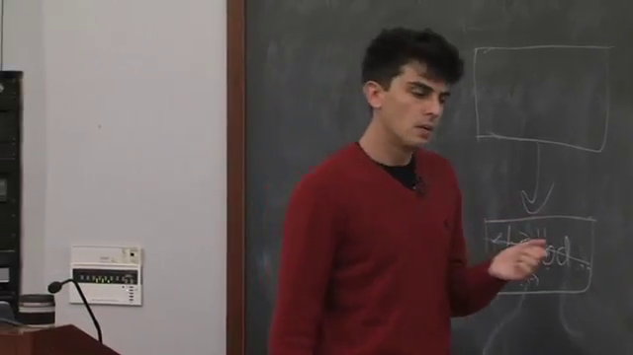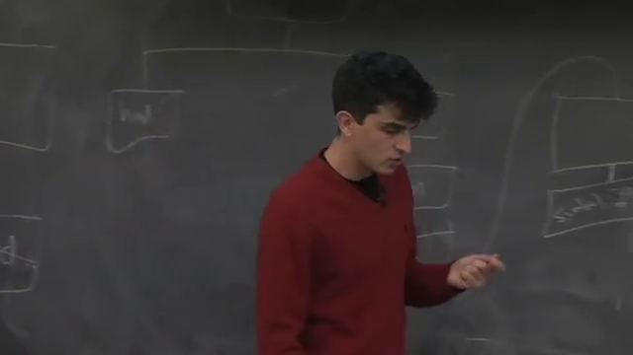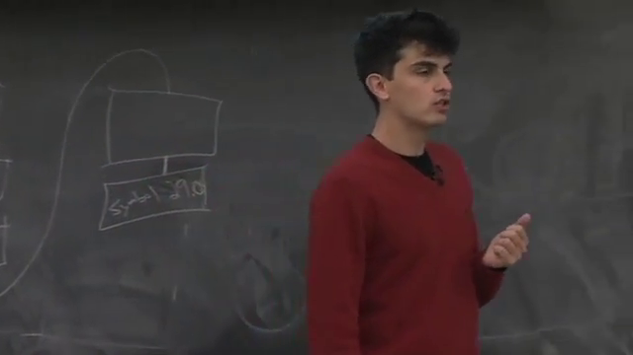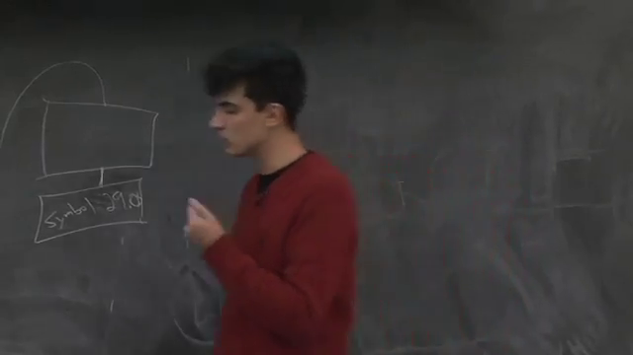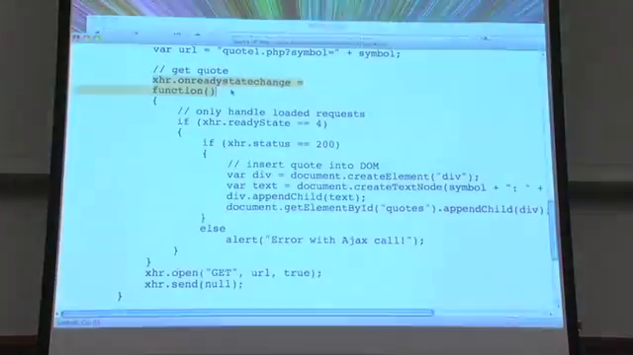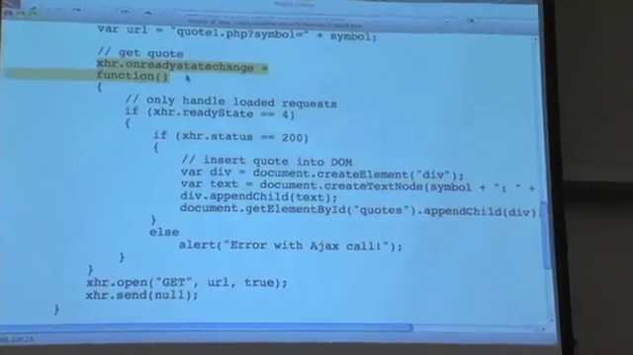So this is a neat thing that we can do in JavaScript that you should be aware of: we don't have to use a named function in our XHR onReadyStateChange field. Any questions?